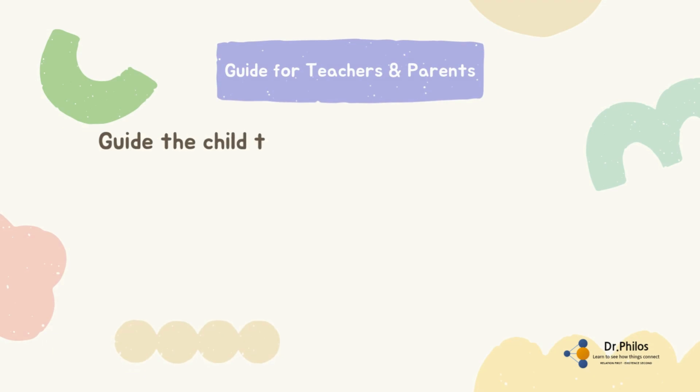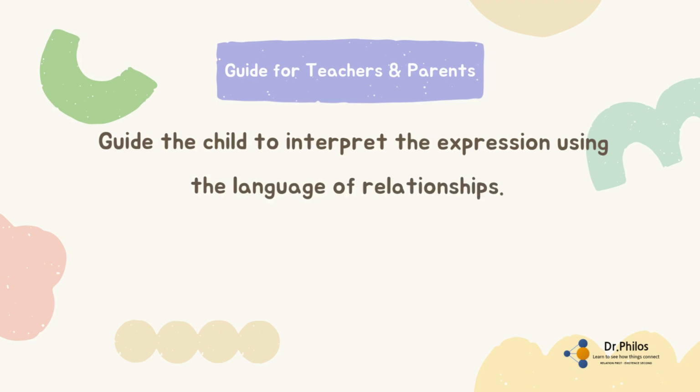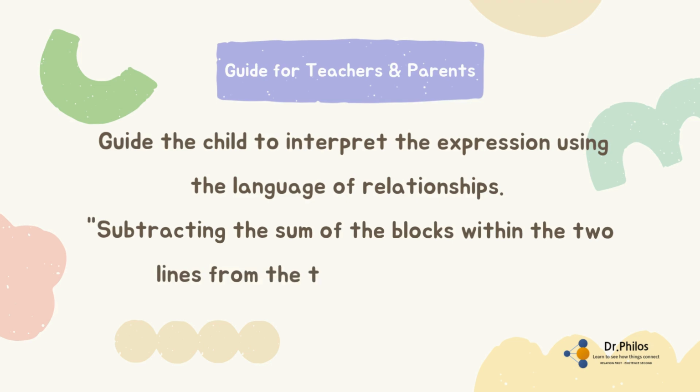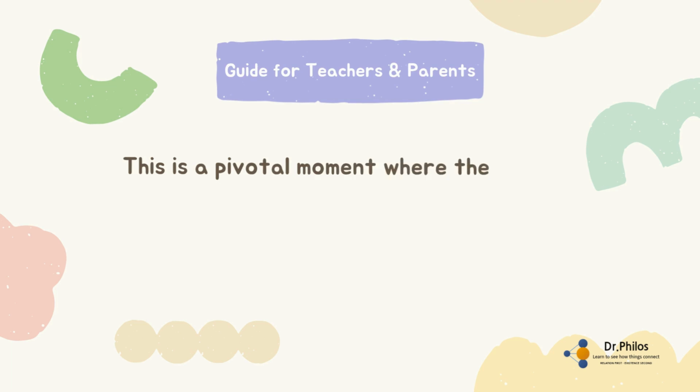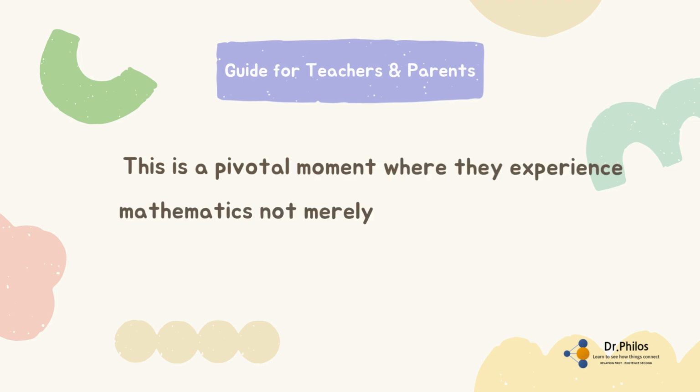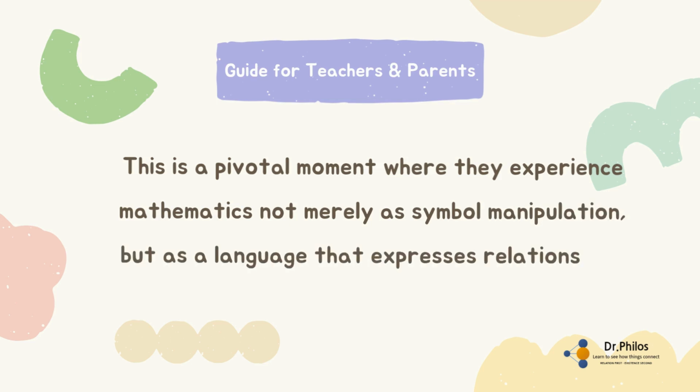Guide the child to interpret the expression using the language of relationships. Subtracting the sum of the blocks within the 2 lines from the total 2-line sum is the relational concept this expression conveys. This is a pivotal moment where they experience mathematics not merely as symbol manipulation, but as a language that expresses relationships.